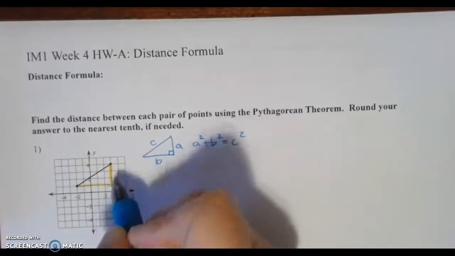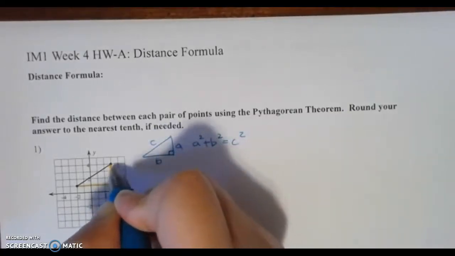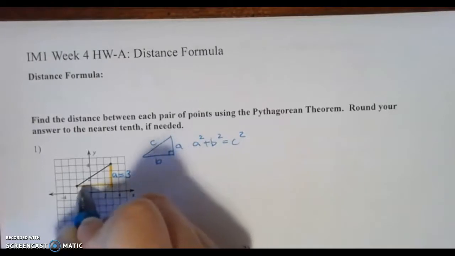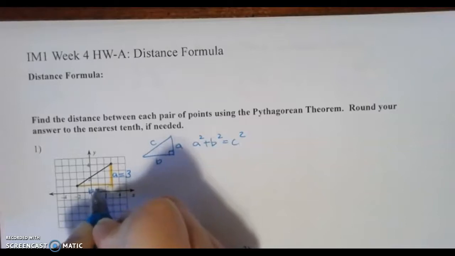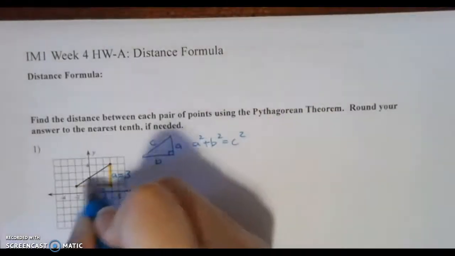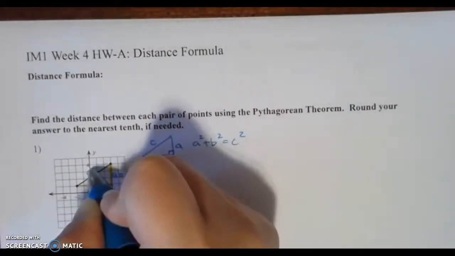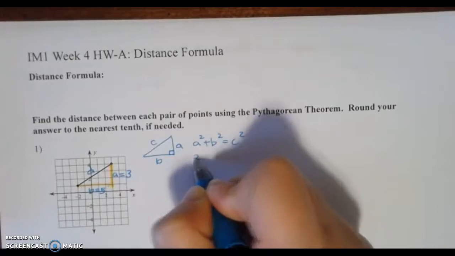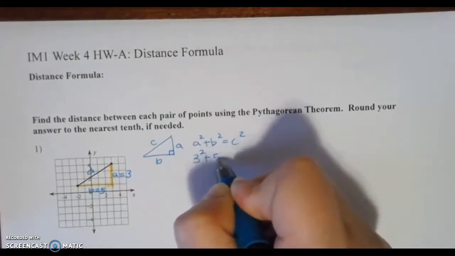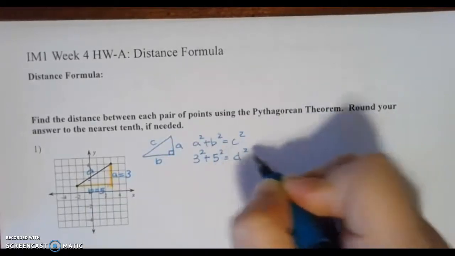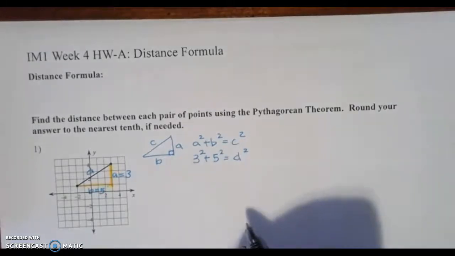What do we know about the height? Well, we can count the squares. 1, 2, 3. We know that this is going to be what we are calling A, which is 3. And how wide is the triangle? 1, 2, 3, 4, 5. B is 5 units long. So if that is the case, to find this C, or let's call that distance, because that's what we are trying to find, we're going to say A is 3 squared plus B is 5 squared is equal to, in this case, distance squared. We're not calling it C, we're calling it distance squared.